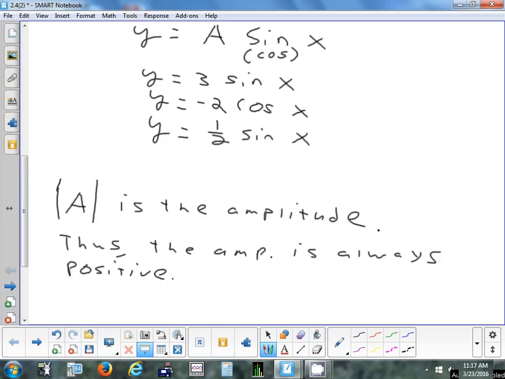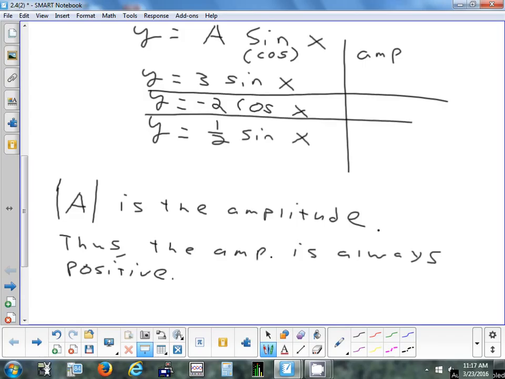Okay, let's practice a couple of those. Let's do the ones we have up here. Y equals 3 sine x. What's the amplitude of y equals 3 sine x? 3. It means that it goes as high as 3, and it would go as low as negative 3. Emily, how about the amplitude of negative 2 cosine x? 2. Yeah, it would be 2. Just check the absolute value of A, and A is the number that's in the front.